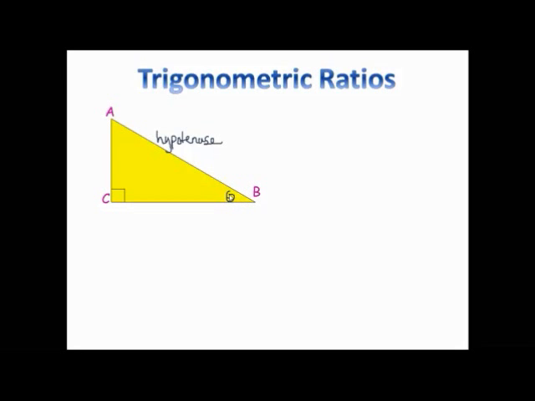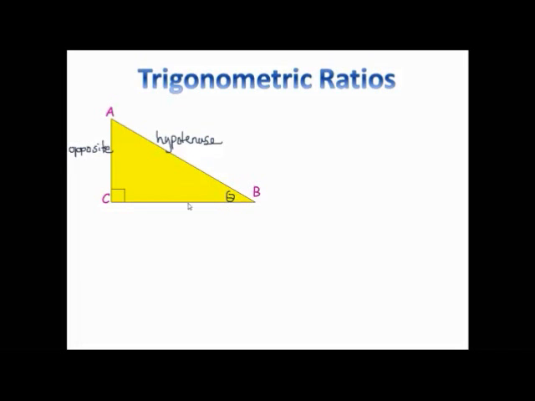The next side we can look at is we take a look at the angle that's been marked, so this angle here, angle B or theta, and we look at the side that is opposite that. So that would be this side over here, side AC, and that's called the opposite side because it is opposite the angle that's marked.